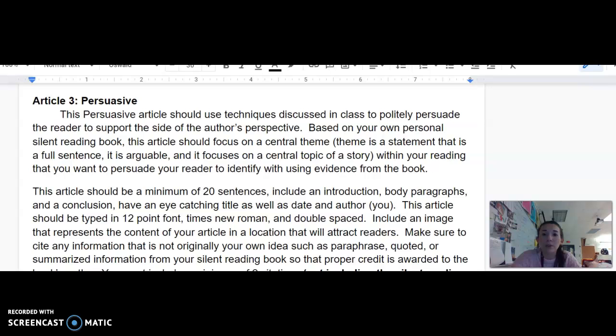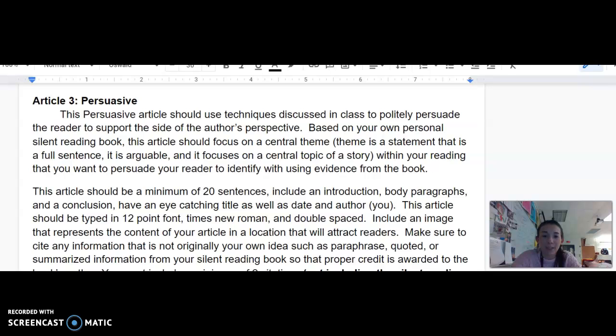That means that you are going to need to use evidence of ethos, pathos, and logos in your persuasive writing for this article. And you are going to need to identify a central theme that is a full sentence, arguable, and focuses on a central topic of the story that you feel could be represented and therefore find information to support that theme. So this article should be a minimum of 20 sentences, include an introduction, body paragraph, and conclusion, have an eye-catching title, as well as date and author, which would be you since you are writing the article.